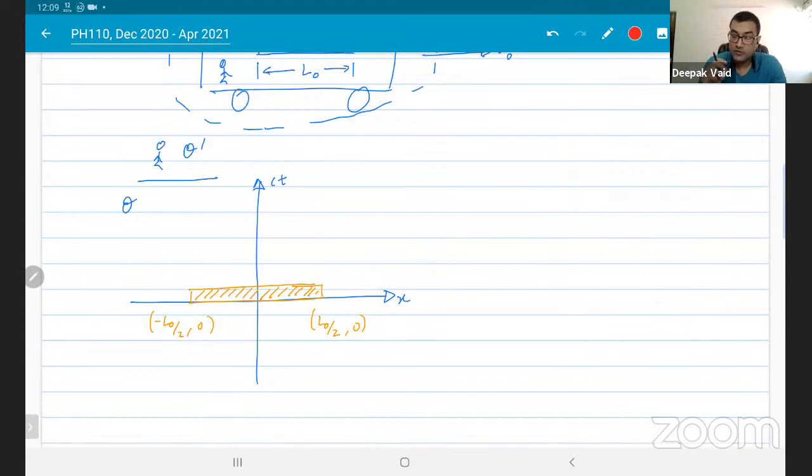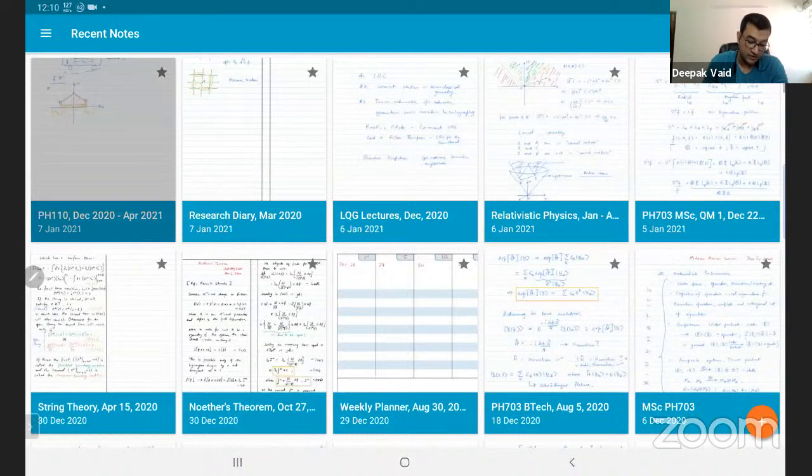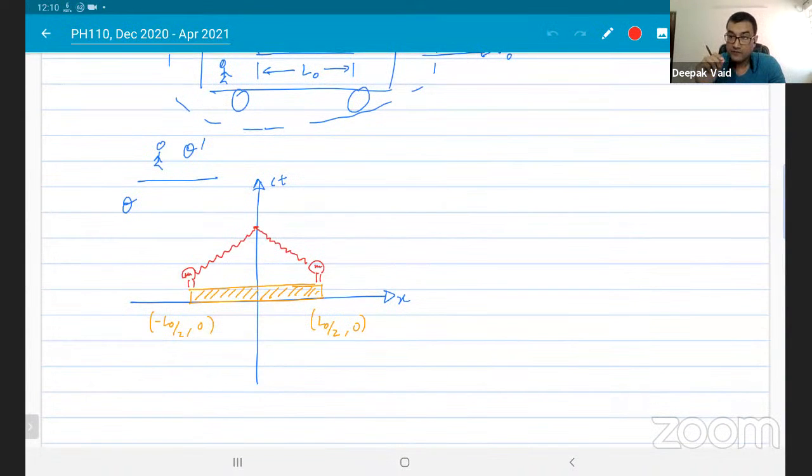Now the question is, how does one make a measurement of length? Well, one way is that you put flash bulbs at both ends, and you set these flash bulbs to go off simultaneously in the rest frame of O. Then these light bulbs emit light, and since they are placed equally far apart, the light will reach the center point at the same instant of time, right?